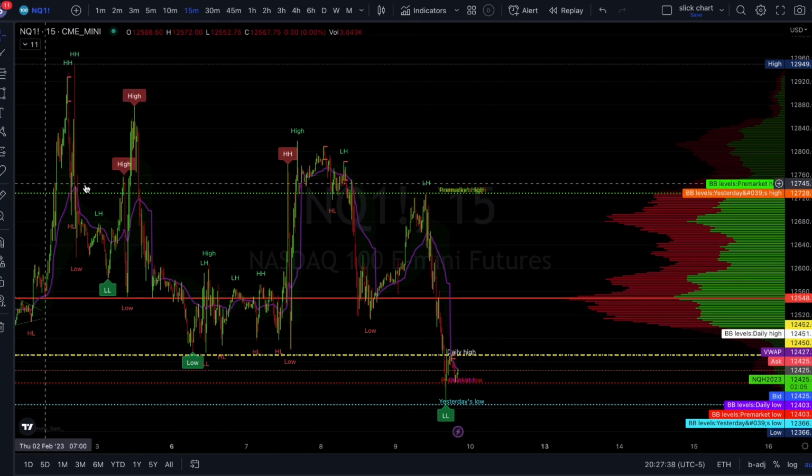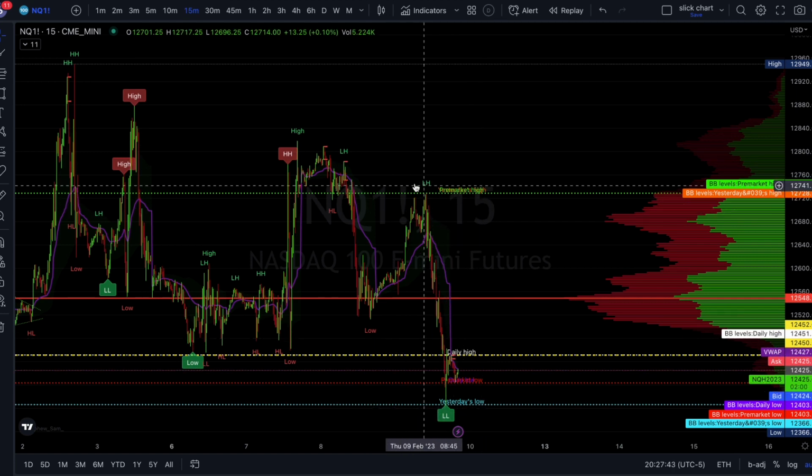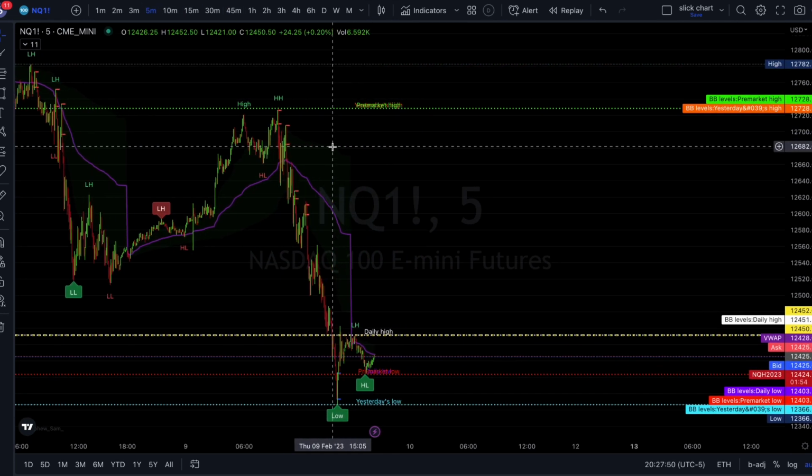So you'll know, okay, that's the pre-market low, that's yesterday's low, that's the daily high. It's pre-market high yesterday. So these are key levels. These are very critical points in the market for intraday trading or whatever the case may be.